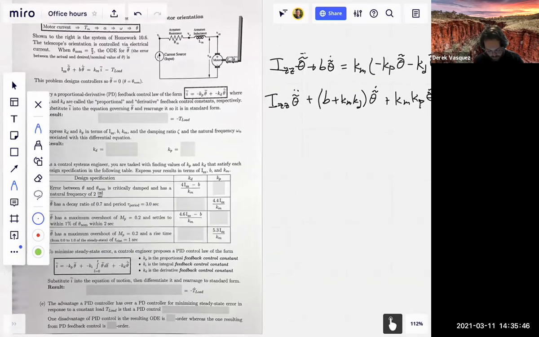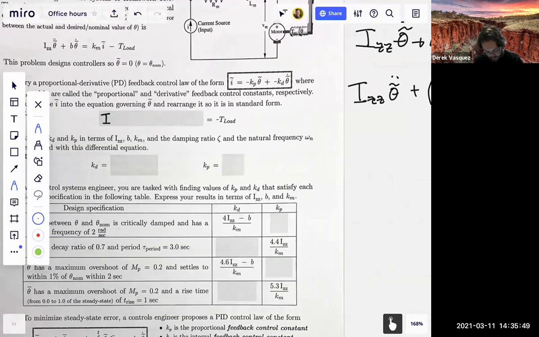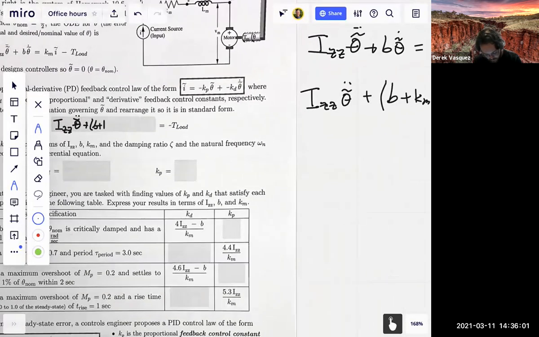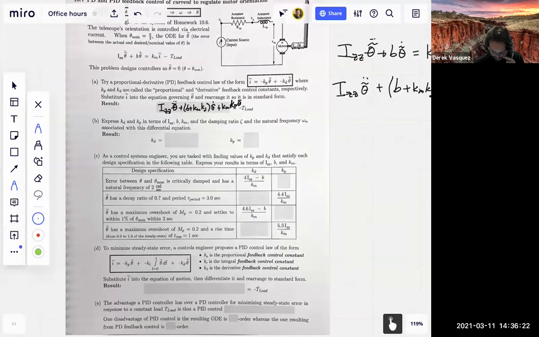We have Izz theta tilde double dot plus B plus Km Kd theta tilde dot plus Km Kp theta tilde. Okay.